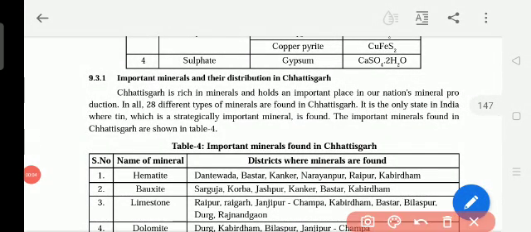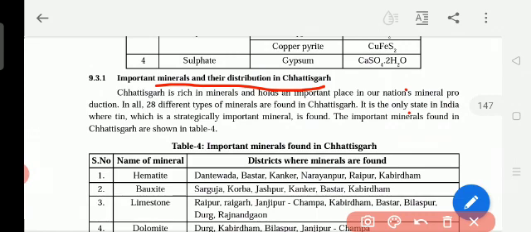Important minerals and their distribution in Chhattisgarh. Chhattisgarh is very rich in different metals, and so many minerals are present in Chhattisgarh. You remember, from the minerals we get the ores, that means the metals are separated. So in what form are these present? In the form of rocks. From these rocks, metals are separated.